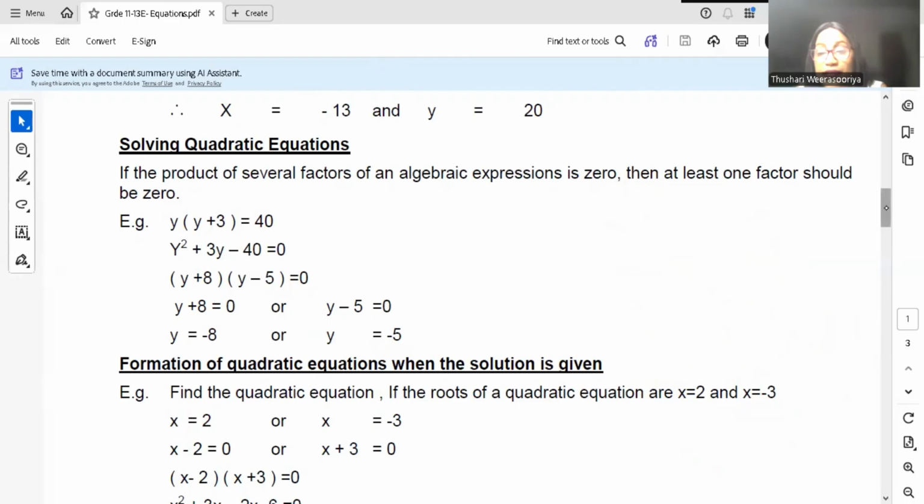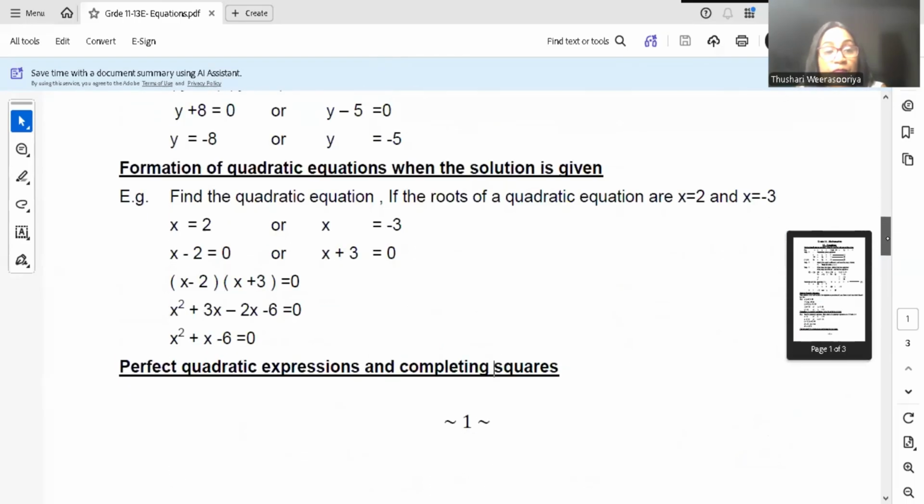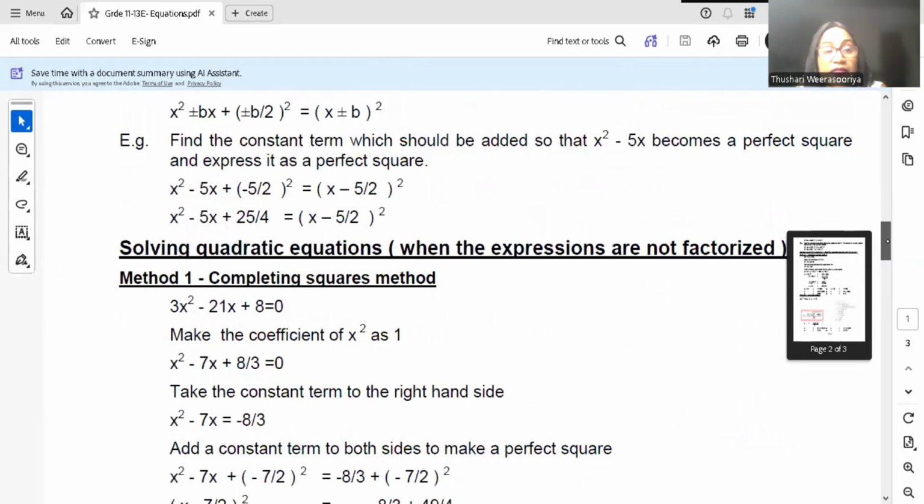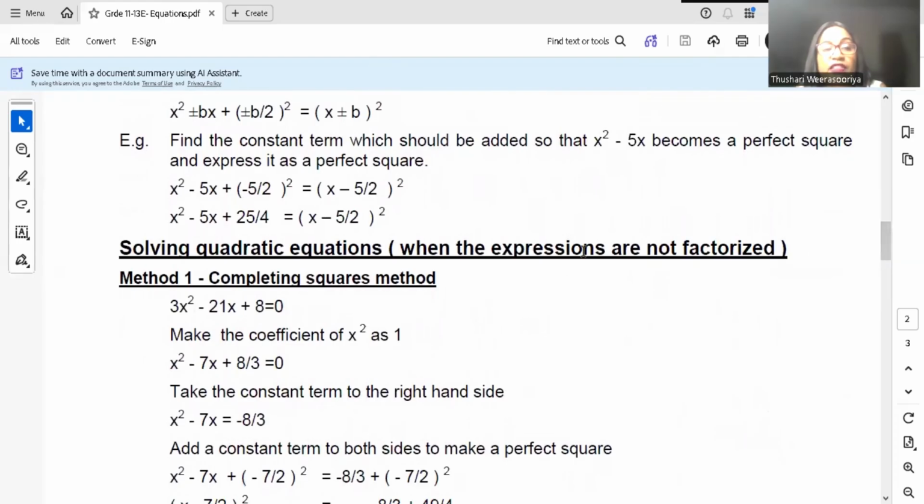Right. Okay, we'll see. Solving quadratic equations when the expressions are not factorizable. For that, you have two methods. Right. You can use one of the methods. Okay. In the exam, they say use the completing square method or any other method. So you can use the formula method also. Right. I'll explain method one first. Completing squares method. For some, this is very easy. For some, this is difficult.